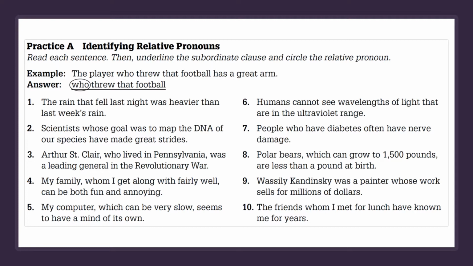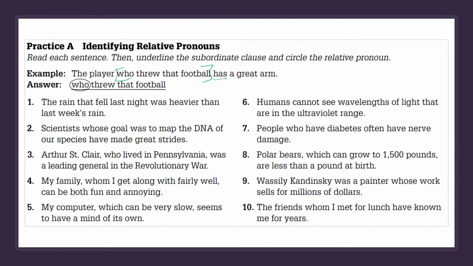For example, the player who threw that football has a great arm. So who is the relative pronoun? As we learned before, there are five, so who is one of them. So it should be easy for you to spot. We circle it, then we underline starting from who until football before the main verb of the independent sentence. And here we have the main verb, that is has.